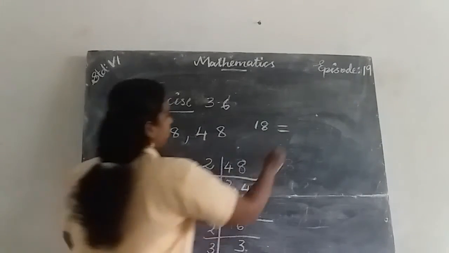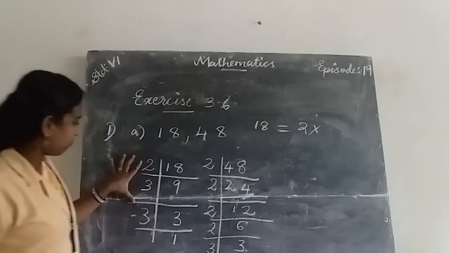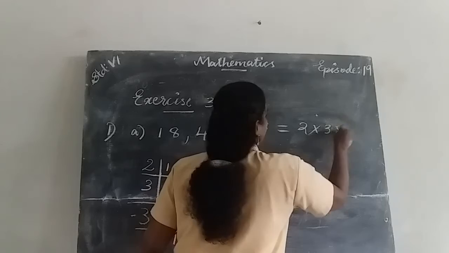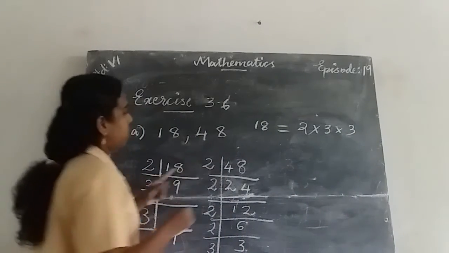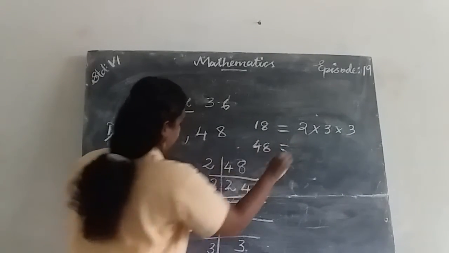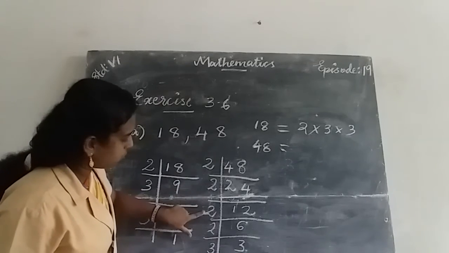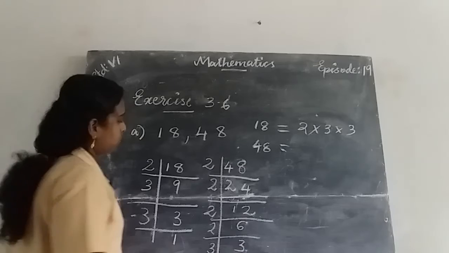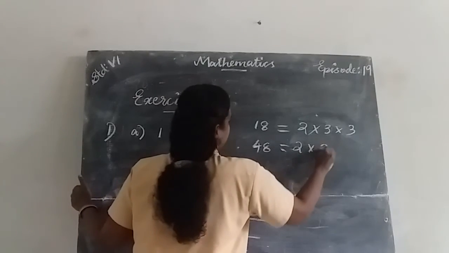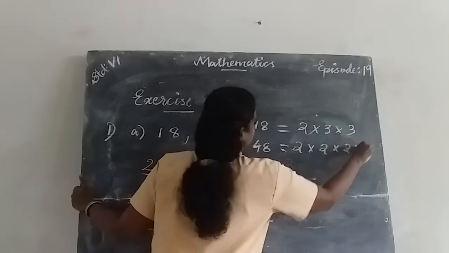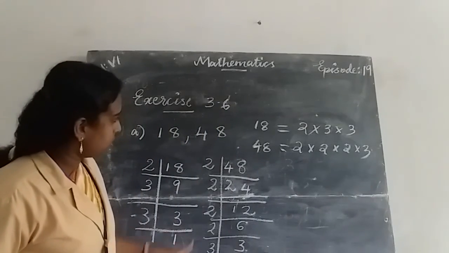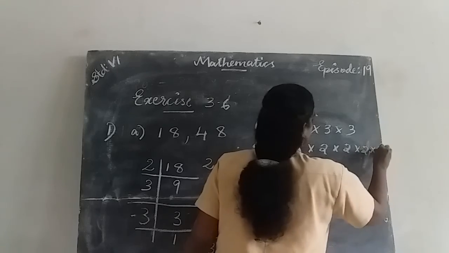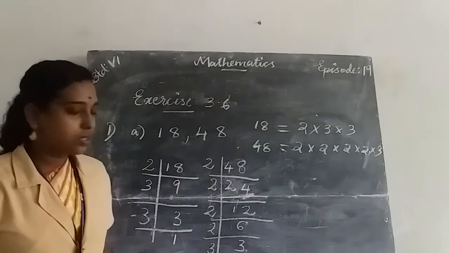So we can say that the prime factors of 18 are 2 into 3 into 3. And the prime factors of 48 are 2 into 2 into 2 into 2 into 3. These are the prime factors of 18 and 48.